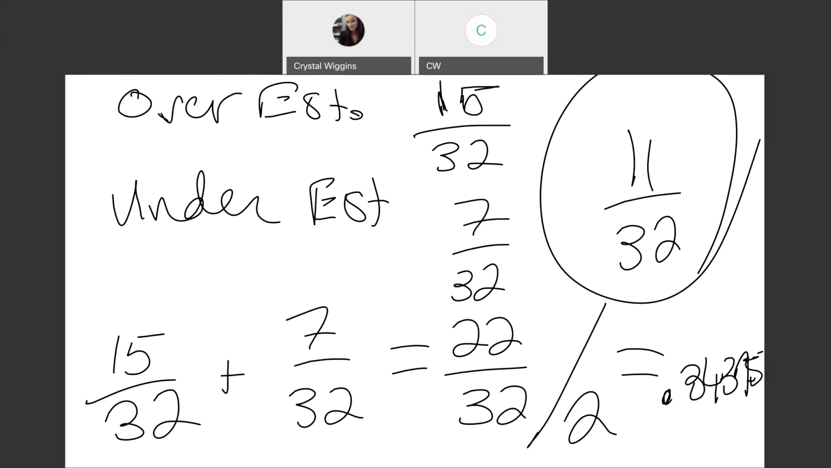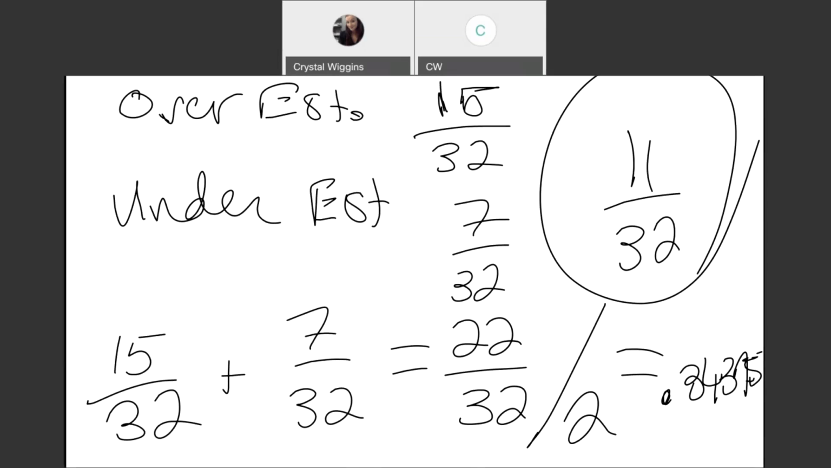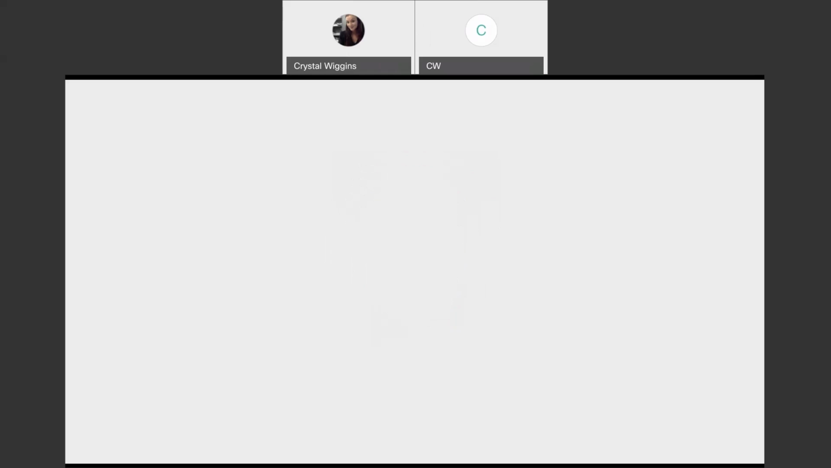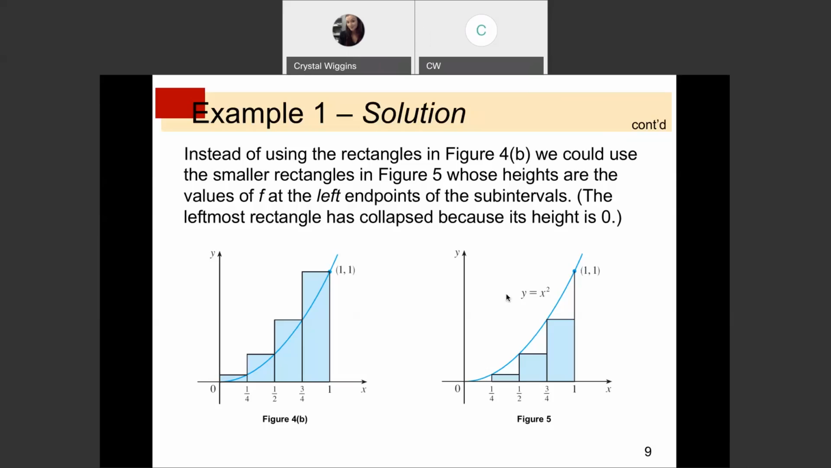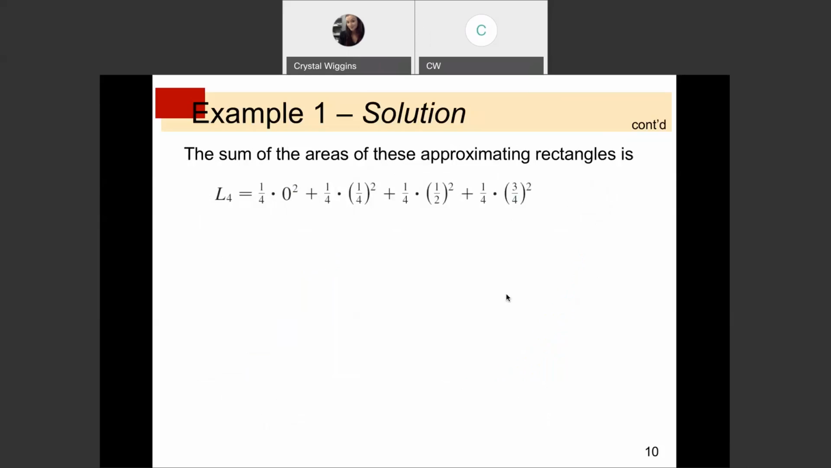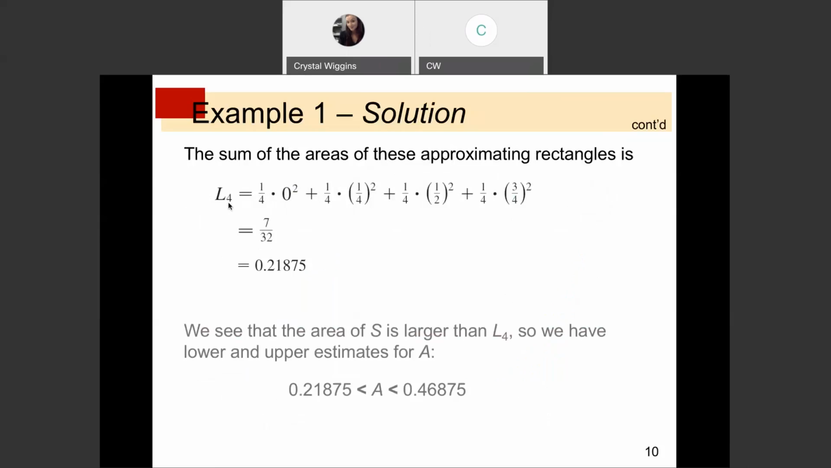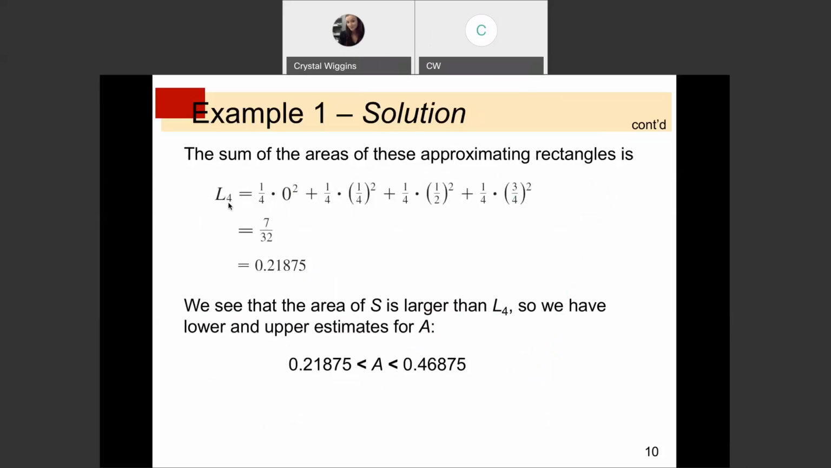So that's the difference between right-hand rectangles and left-hand rectangles. It all has to do with where the height of the rectangle is calculated from. So you can see the left-hand sum, and it's called L4 because there are 4 rectangles. It comes out to be 7/32, as we found. And they also suggest that the area is greater than our underestimate, but less than our overestimate, somewhere between there.